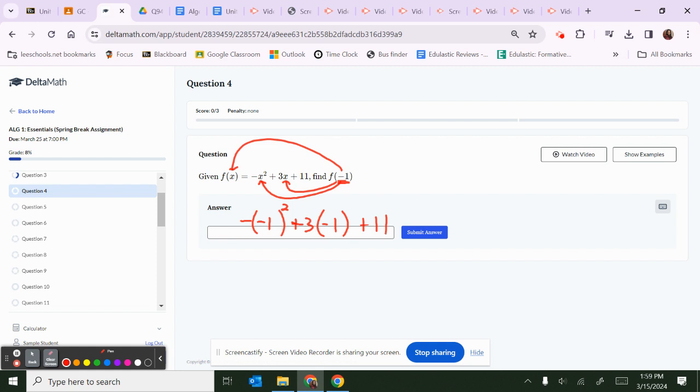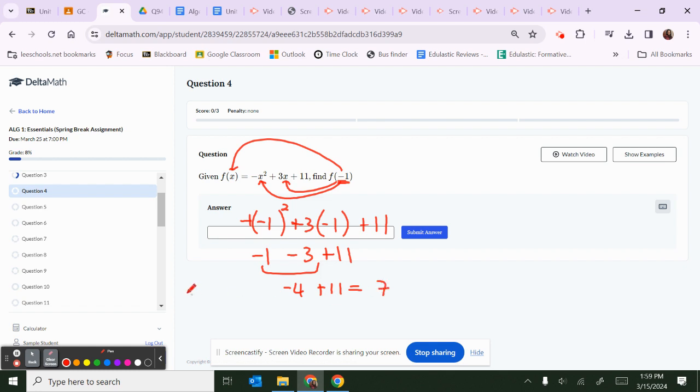dependent on the calculator. -1 squared is +1. In front of here is also a -1, so +1 times -1, we're back to a -1. 3 times -1 is -3, and you bring down your 11. -3 minus 3 is -4. -4 plus 11 is +7. All right. So the answer for this will be +7.